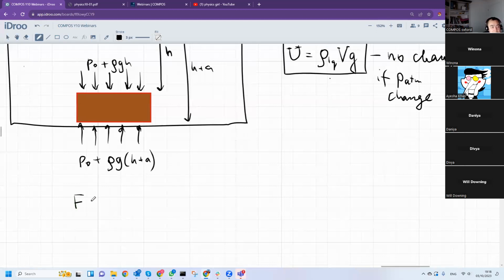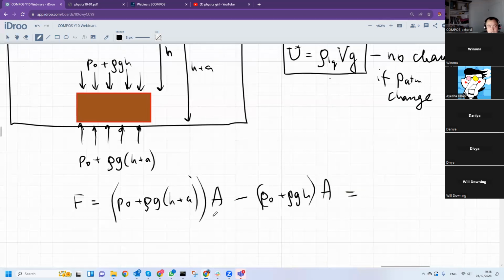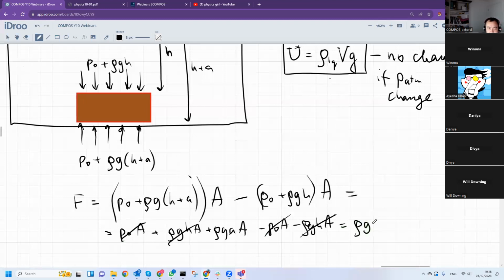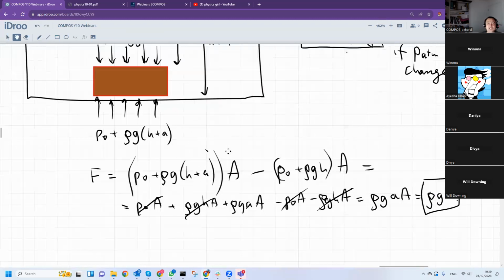So the force is equal to the force from the bottom, P0 plus rho g (h plus a), multiplied by the cross-sectional area A, minus P0 plus rho g h multiplied by the cross-sectional area A. When you open the brackets: P0 A plus rho g h A plus rho g a A, minus P0 A minus rho g h A. The rho g h A and P0 A cancel, and you're left with rho g a A. a is the depth and A is the cross-sectional area, so a times A is V, giving rho g V. That's it. The upthrust force does not change.